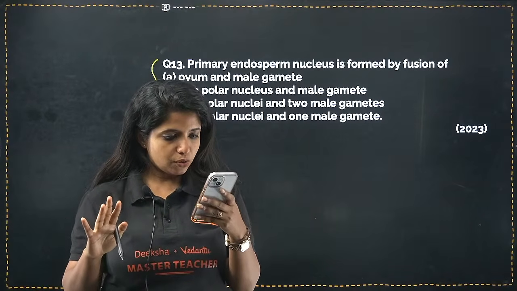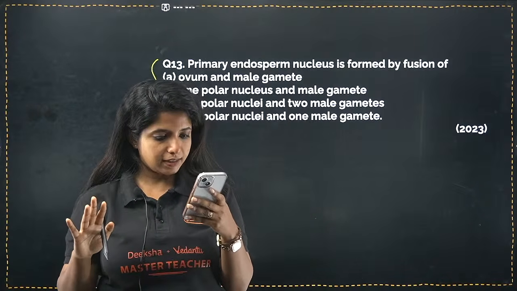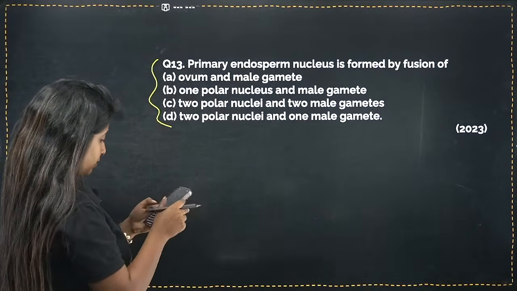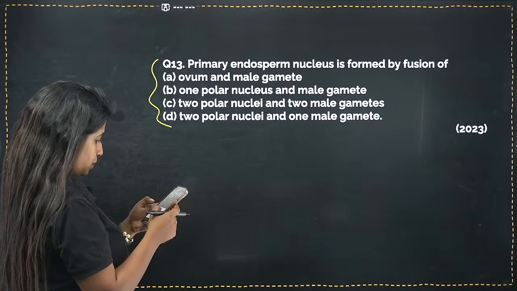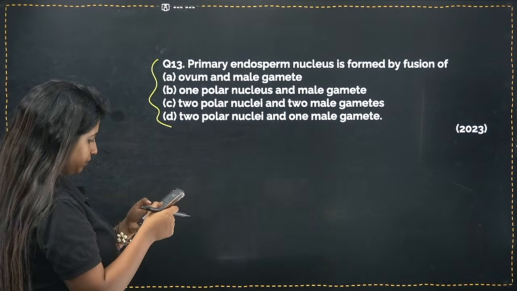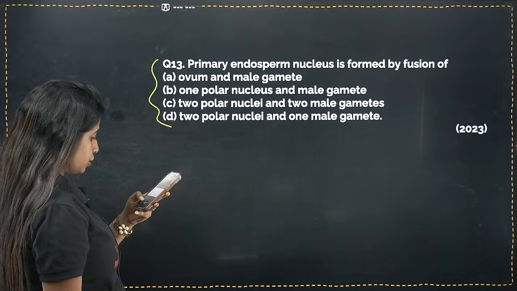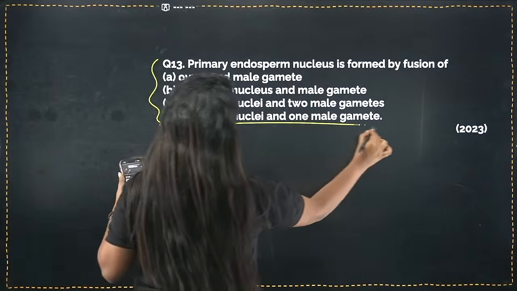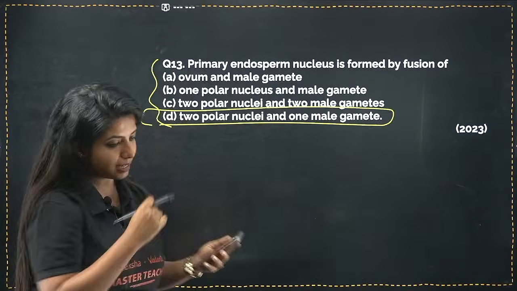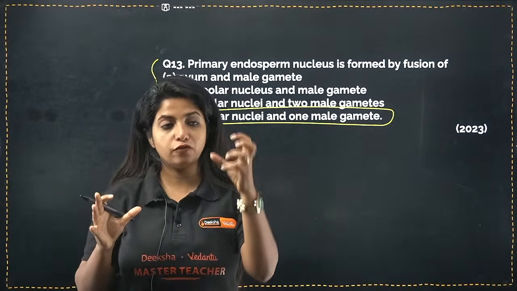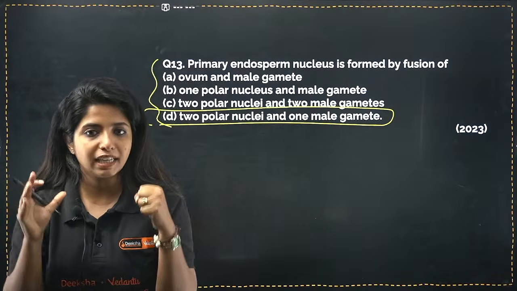Sagar says D, Tanu says D. Most of you are saying the answer for this question is going to be D. D is 2 polar nuclei and the male gamete. Is that the answer? Yes. Primary endosperm nucleus is made by the fusion of 2 polar nuclei and 1 male gamete.